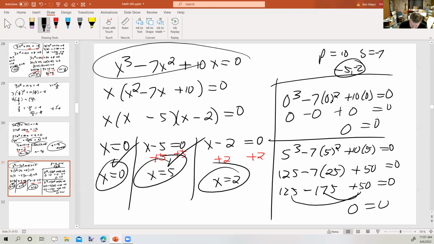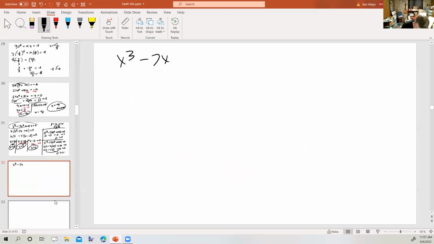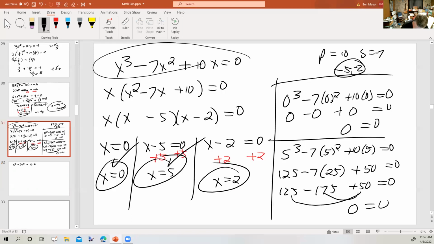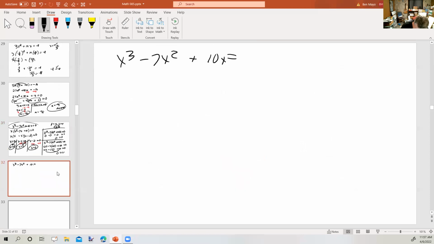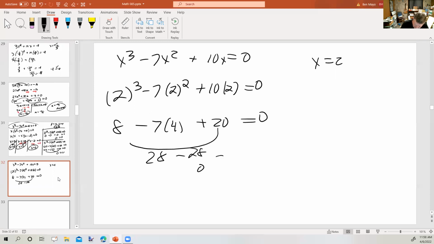And let's go back and check the x equals 2. We'll do that on the next page. X cubed minus 7x squared plus 10x equals 0. And then x equals 2. 2 cubed minus 7 times 2 squared plus 10 times 2 equals 0. 2 cubed is 8 minus 7 times 4 plus 20. 28 minus 28, 0 equals 0. Third degree equation, 3 solutions. Any questions about that?